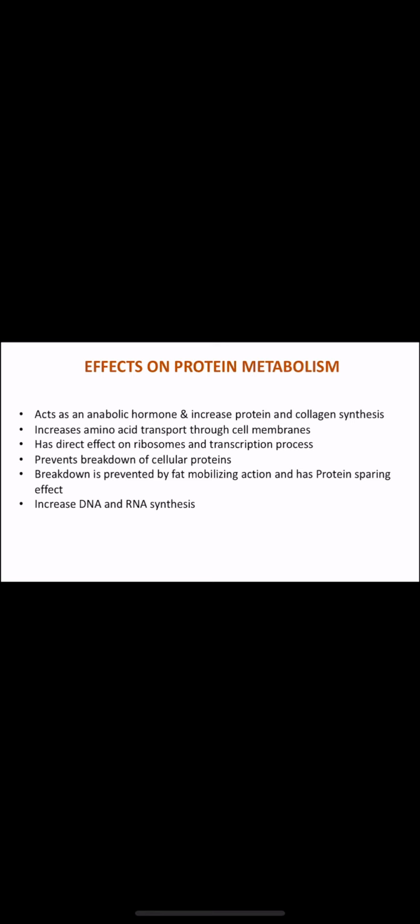Effects on protein metabolism: you have to remember that it is an anabolic hormone, as the name growth hormone indicates. It increases protein and collagen synthesis, increases amino acid transport through cell membranes, and has a direct effect on ribosomes and transcription processes. It is helping in all the anabolic processes of amino acids and proteins. Because it is an anabolic hormone, it won't let them catabolize. Breakdown is prevented by the fat mobilizing action, and it has a protein sparing action. That means the energy is taken from fat and protein is spared. It also increases DNA and RNA synthesis.